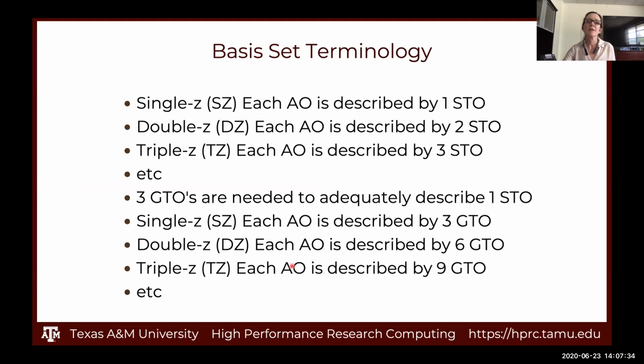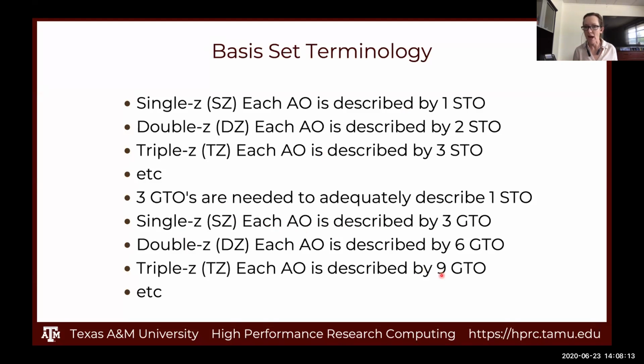Okay. All right, so single zeta, by definition, is each atomic orbital is described by one Slater type orbital. That's the strict definition. Double zeta would be 2, triple zeta would be 3. And this is when calculations were first coming online back in the 70s, I believe it was. And so that was the definition of the single zeta, double zeta, triple zeta. And you will see it in the literature a lot. Single zeta quality, double zeta quality. If you're using GTOs, then it's strictly each atomic orbital is described by 3 GTOs for a single zeta. Double zeta would be 6, triple zeta would be 9. Okay, so that's the basis of the terminology.